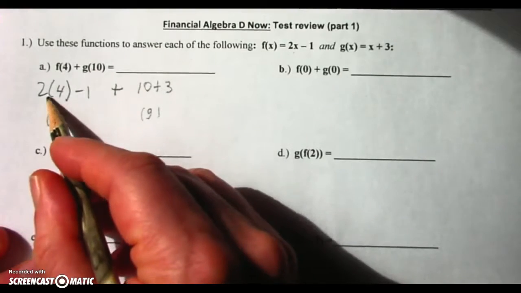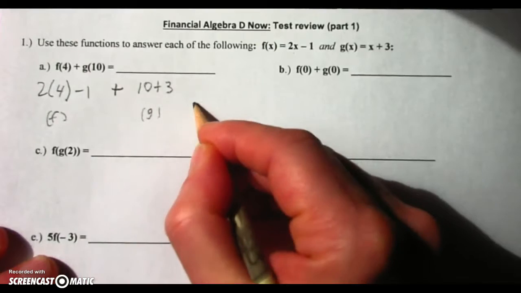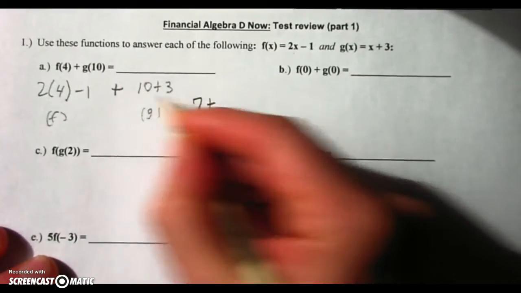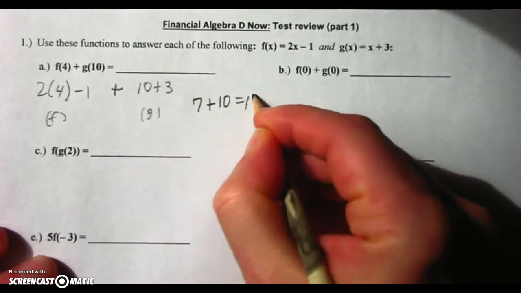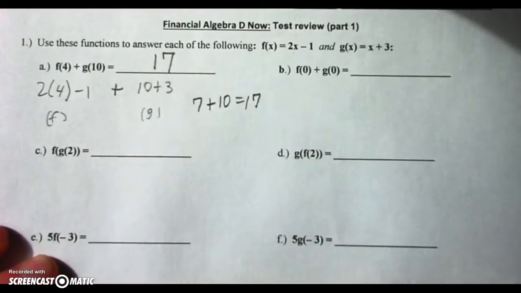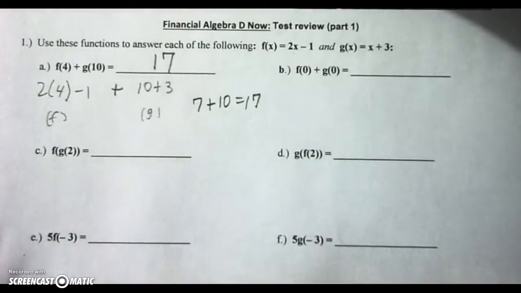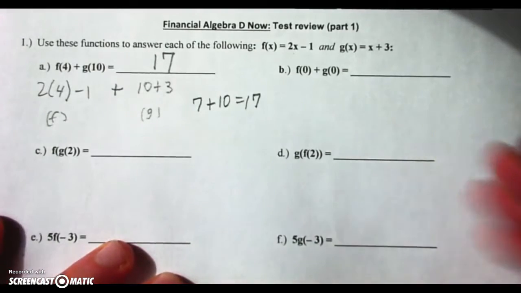So when we put them together, we get 8 minus 1, which is 7, plus 10 plus 3, which is 10. So our answer would be 17. Okay, because we're adding those two after we evaluate them separately. We're adding the two together. So we get 7 plus 10 equals 17.